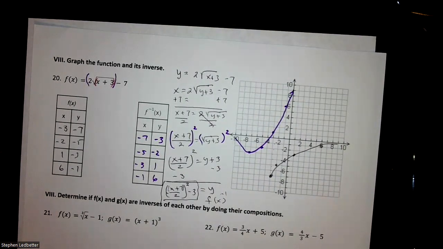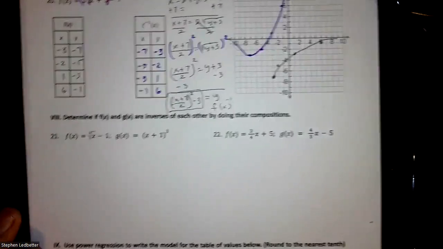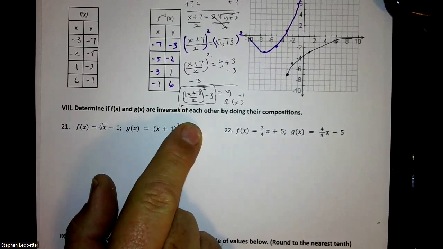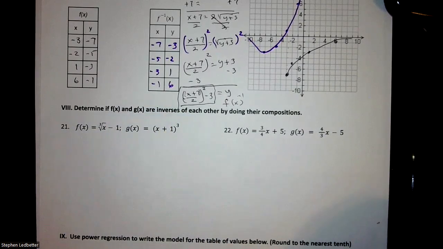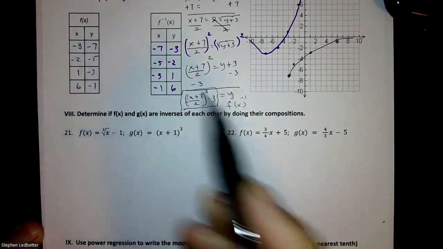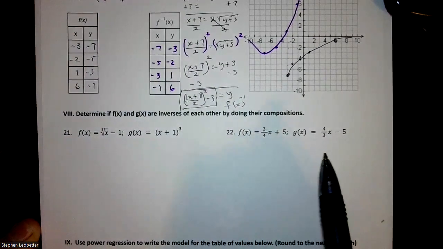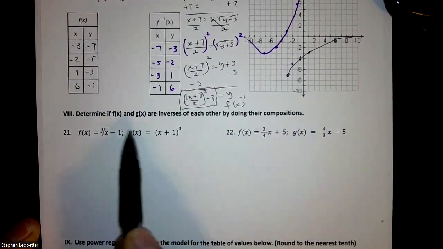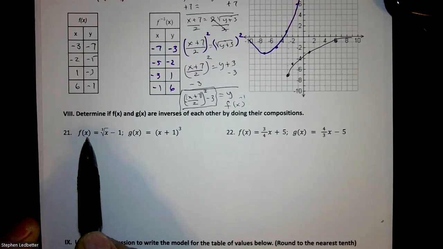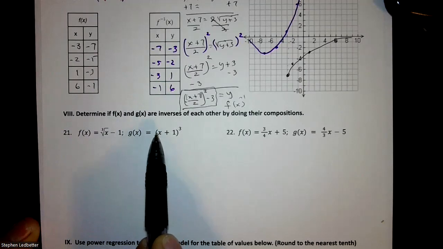Okay. The next one is dealing with determining whether f of x and g of x are inverses of each other. There are a couple things you have to make sure you know how to do here. What we're going to do is take this g of x and put it inside of this f of x. And then we're going to reverse it. Then we're going to take this and put it inside here.